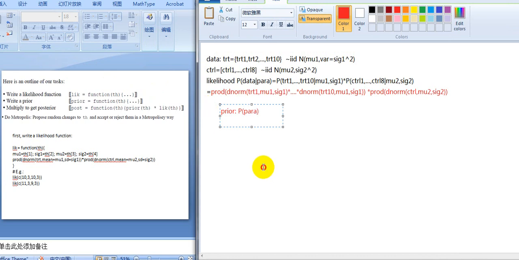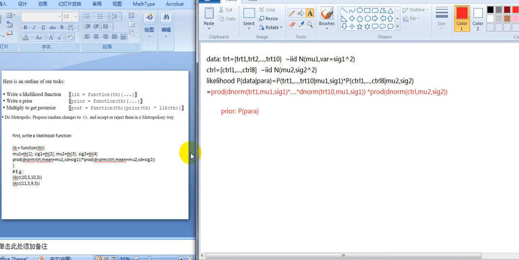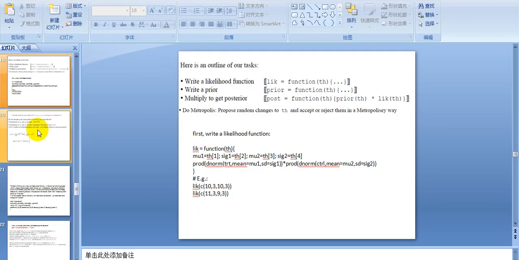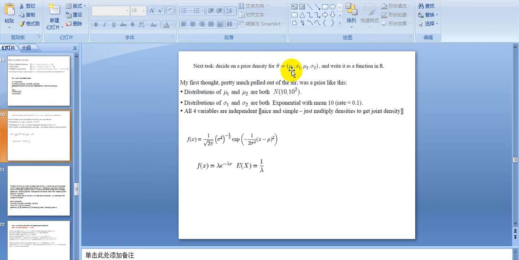So what's the parameter here? The parameter in our case is just theta, right? Theta contains mu1, sigma 1, mu2, sigma 2. Okay, what kind of prior can we put on this theta? Then we can think about it.